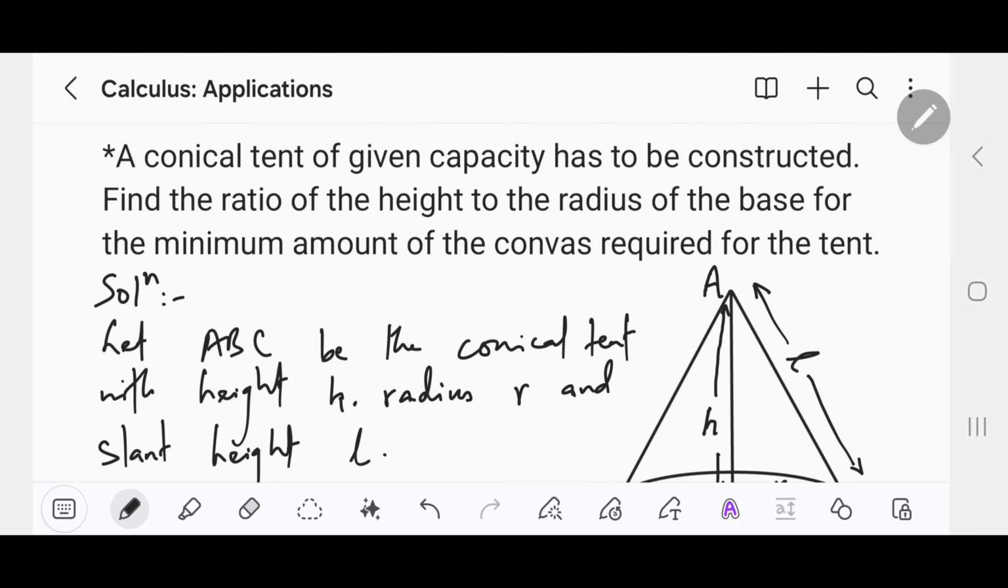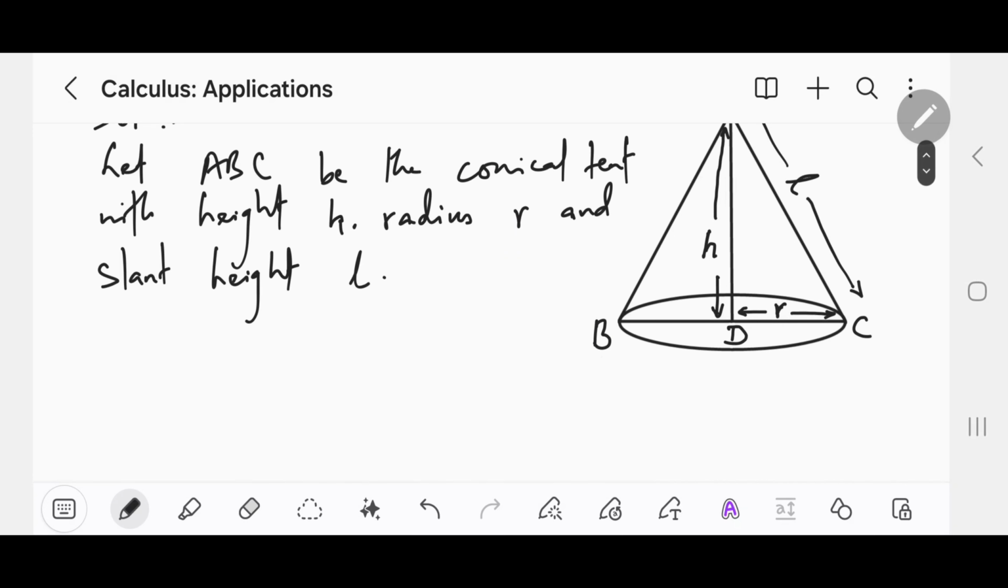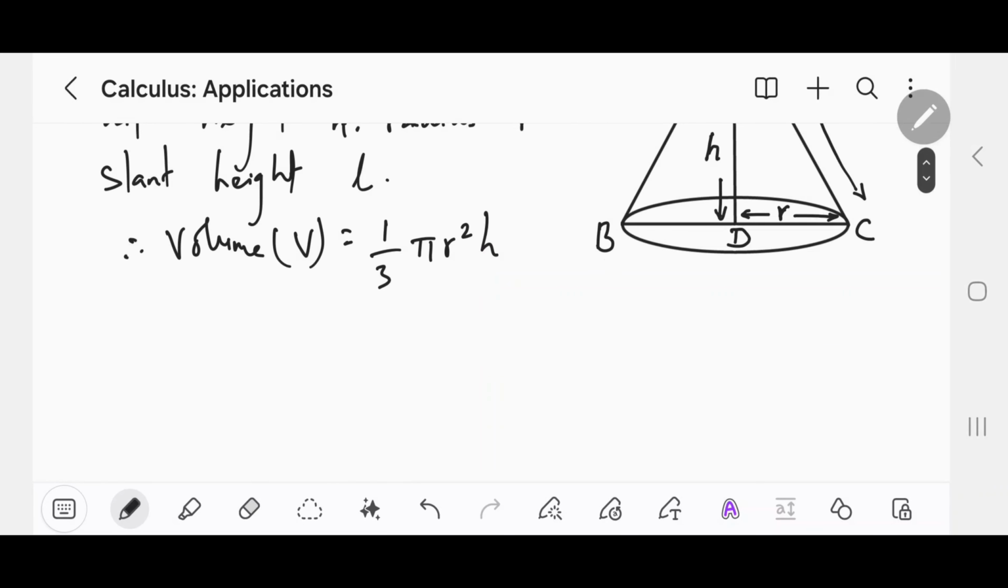After making the tent, its capacity is fixed. That means its volume is fixed. Therefore, volume V equals 1 by 3 pi r square h. Let us express h in terms of V. So h will be equal to 3V by pi r square.